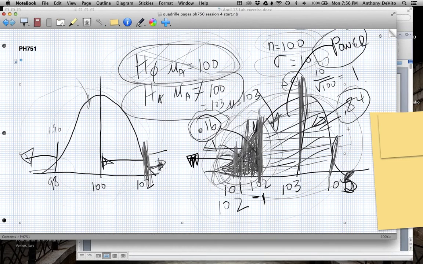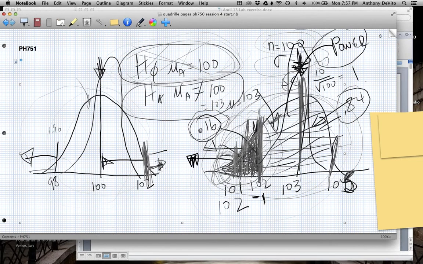What's another way that I can make it so that these two distributions don't overlap so much? I can't really change my starting point, and I can't really change what the real mean is. What can I do to make them not overlap so much? Well, how about if they each were narrower, right? What could I do that would make them narrower? Make the sample size bigger.